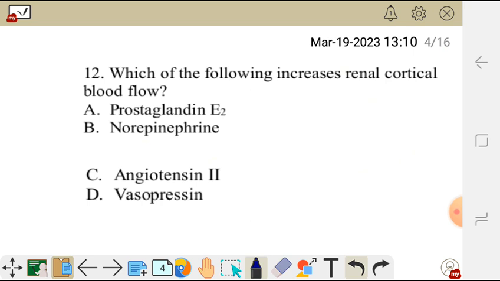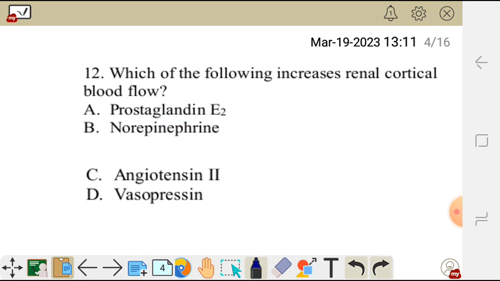Question 12. Which of the following increases renal cortical blood flow? A, prostaglandins 2, B, norepinephrine, C, angiotensin 2, and D, vasopressin. So which of these choices here increases renal cortical blood flow? The correct answer for question 12 is A.